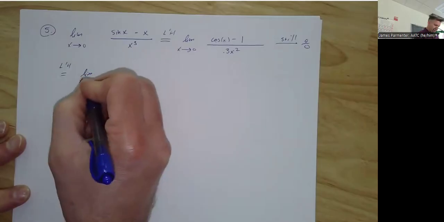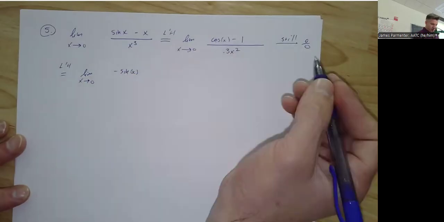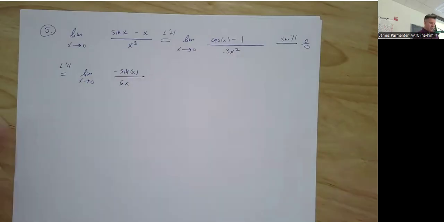So using L'Hopital's rule again, we get the limit as x goes to 0. The derivative of cosine of x is negative sine of x. The derivative of negative 1 is 0. The bottom is going to be 6x. And again, we see a 0 over 0 type.